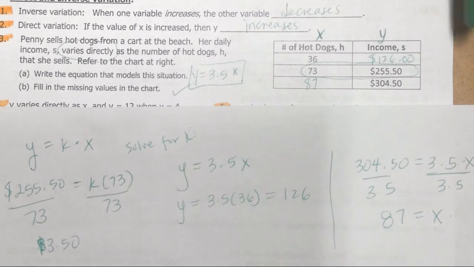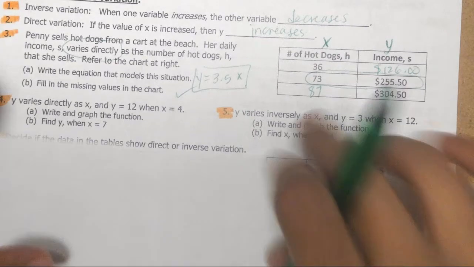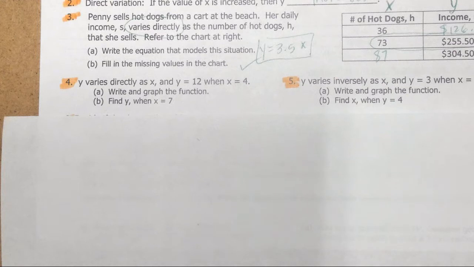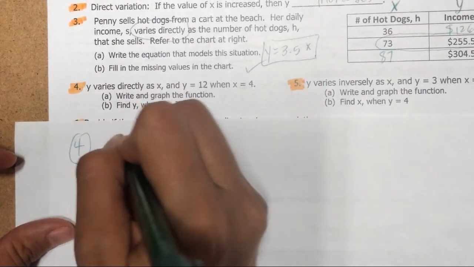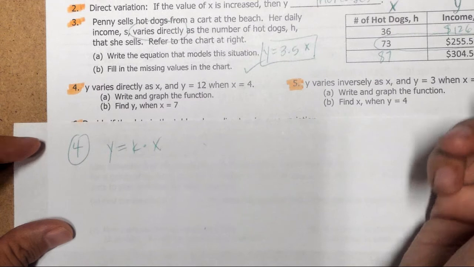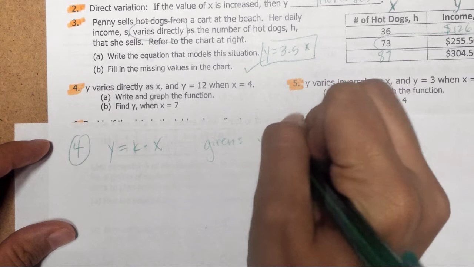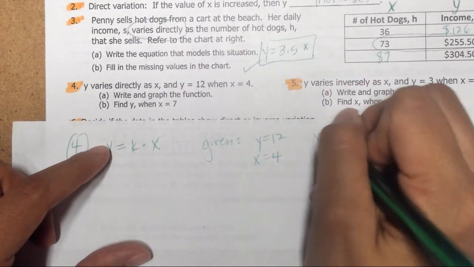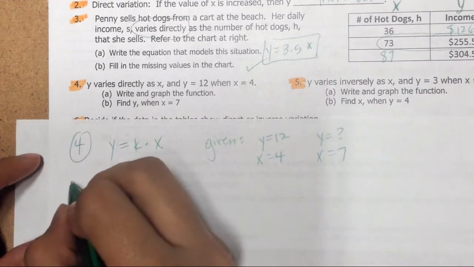Let's go on to the next one. So we have number 4. It says y varies directly as x, and y is 12 when x is 4. Write and graph the function, find y when x is 7. Alright, so varies directly again. Formula is y equals k times x. And so they tell you this is your given, right? y is 12 when x is 4. And so they want us to find y when x is 7. That's part B. So first thing I need to do is solve for k.